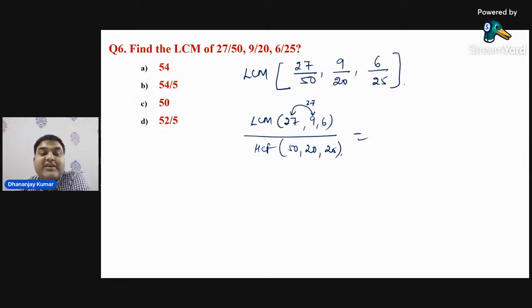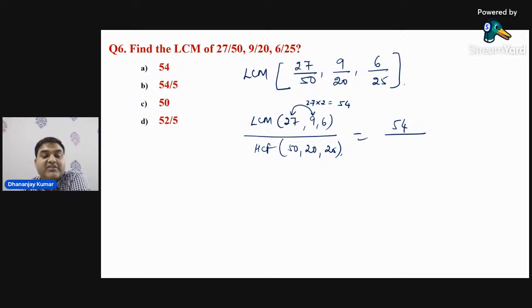Can 6 divide 27 completely? No. So 27 into 2 is 54. Now can 6 divide 54? Yes, 9 6s are 54. So the LCM of these three numbers is going to be 54. Without actually finding the factors of the numbers, we have found the LCM.